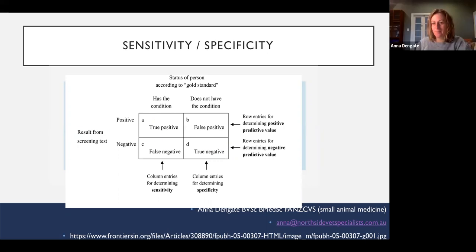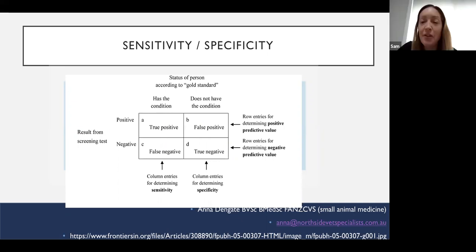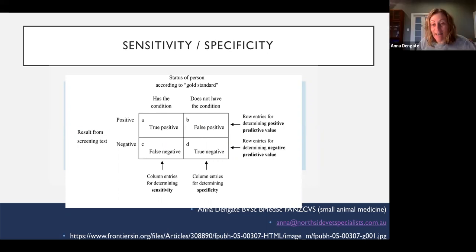Who said that? Was that Sam? Yeah, I lived in Belize with 100% Ehrlichia. Sorry? I lived in a country where every dog had Ehrlichia. Really? In Belize? Yeah. Wow.